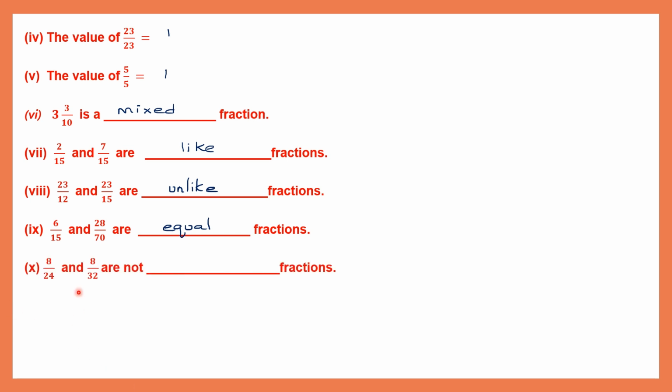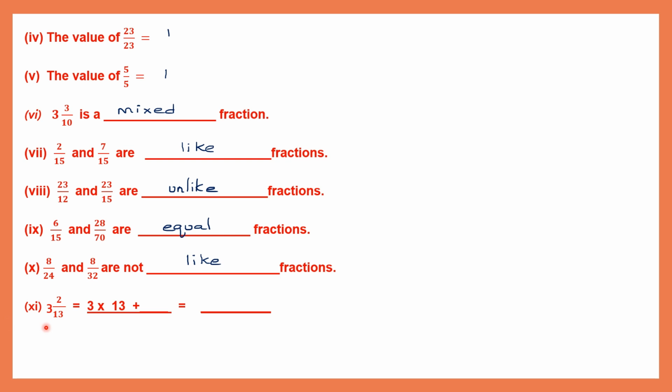Question 10. 8 by 24 and 8 by 32 are not what kind of fractions? They're not like fractions. Denominators are different, so they are not like fractions. Only if the denominators are the same, we call them like fractions.